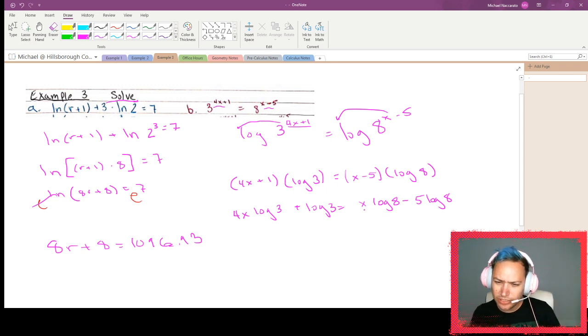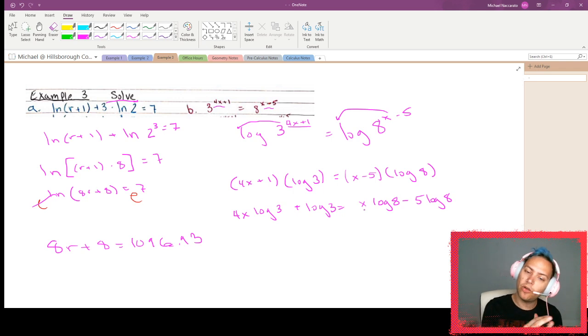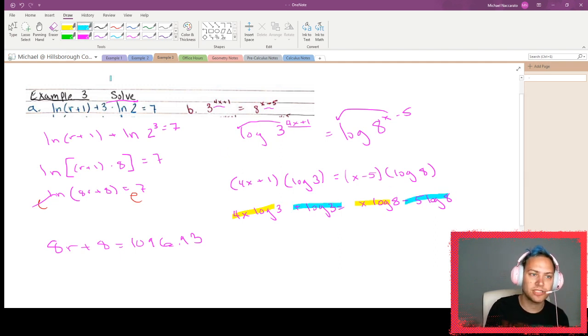So my last really important step here is just to organize some things in a way that we can actually solve. I want to put all the x's to one side. So it looks like this and this are going to be my x's on one side, and then put all my regular constant logs on the other side. So I'll put the plus log 3 and the minus 5 log 8 on one side. So I'll just leave the 4x log of 3 as is.